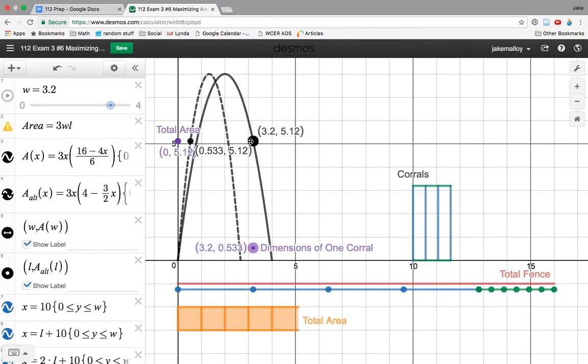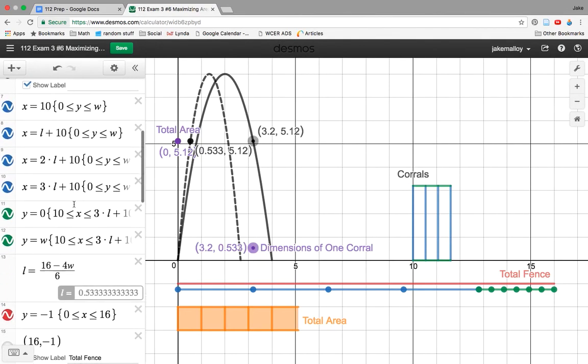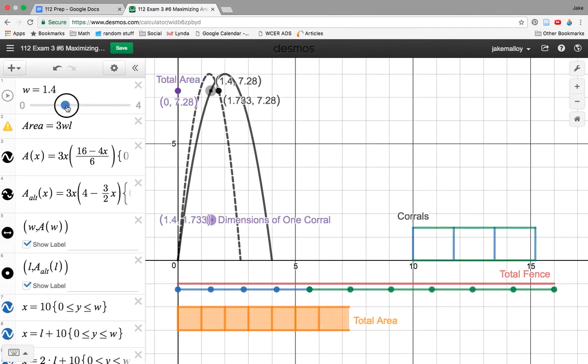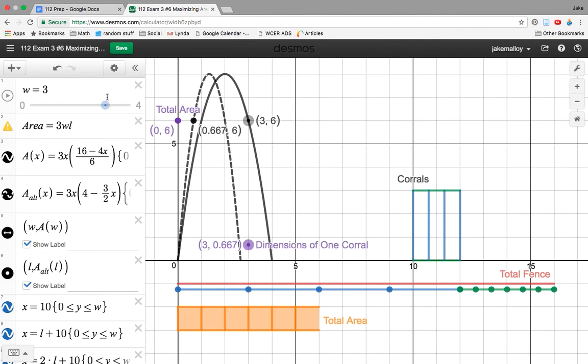In the next video, I'll work out the algebra of that. But I wanted you to see the concept of what's happening as the W moves. So we want to find the vertex. And then note that we have two dimensions, a length and a width, and then we also have an area. So we have those different pieces to deal with.